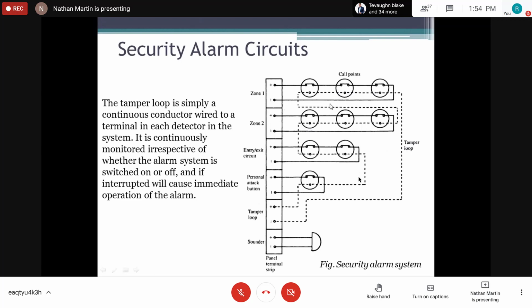So if you're able to isolate any one of these devices in a way, the tamper-proof loop, once it's cut, it will sound because then there's no continuity to the control, right? So you see it wired to one side inside the device, and then it completes apart and wired to the other terminal at the control station, right? Very effective when we're talking about security aspects.